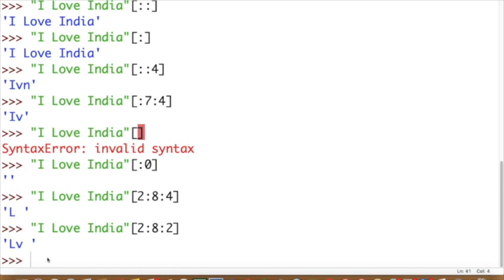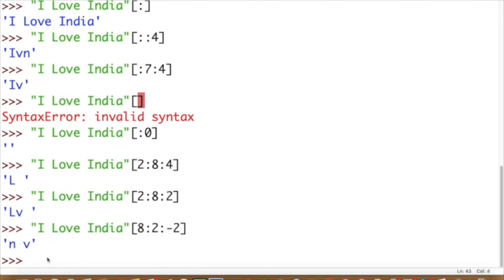So let us see another example. Here we are giving 8:2:-2. Now this is the first time we are giving a negative value as jump, right? Giving a negative jump means we want to start the slicing from the rear end or the back end of the string. So we have to start our slicing right from the back end, which is the character A of India. But since we are giving -2, now let us see what is the output.